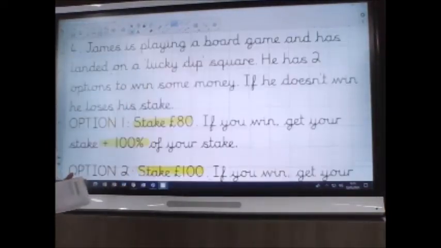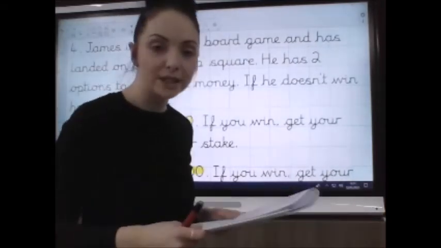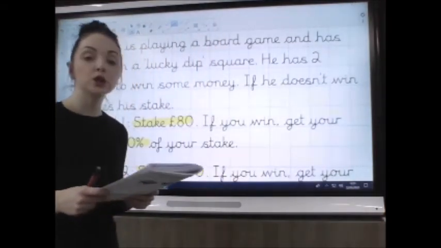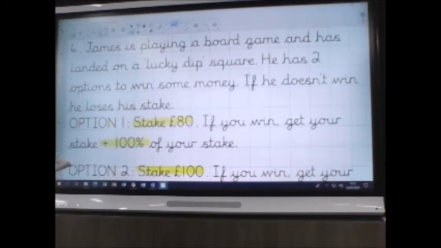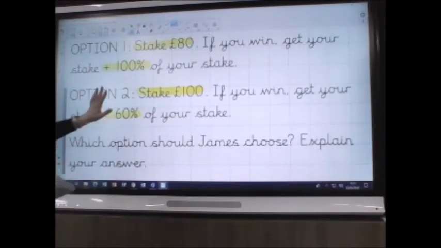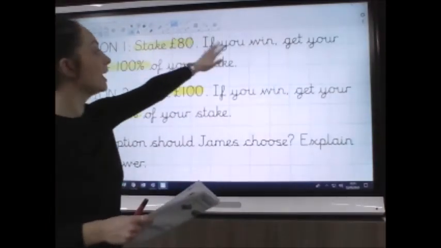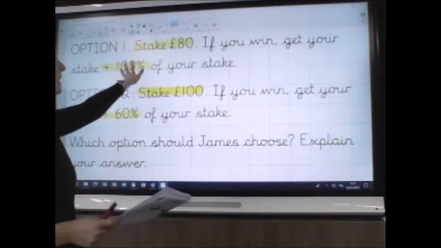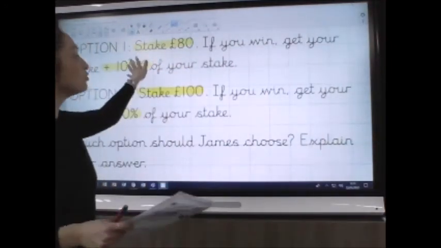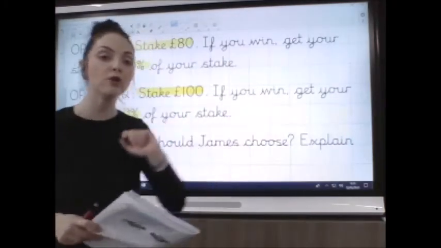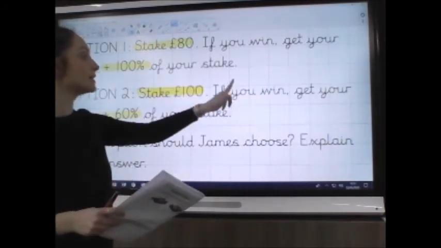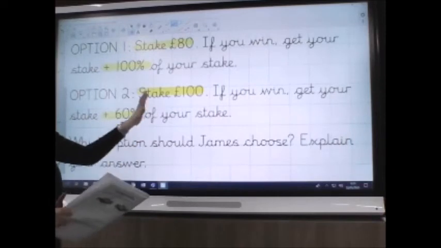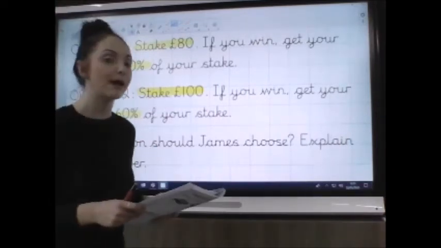Question 4 then says James is playing a board game and has landed on a lucky dip square. He has 2 options to win some money. If he doesn't win, he loses his stake. Okay, let's have a look then. So option 1, he's going to put £80 in. That's how much money he's putting down. If he wins, he gets his stake back and he gets 100% of his stake. So he gets another £80. Option 2 then, he puts £100 down, and if he wins, he gets his stake and 60% of that.